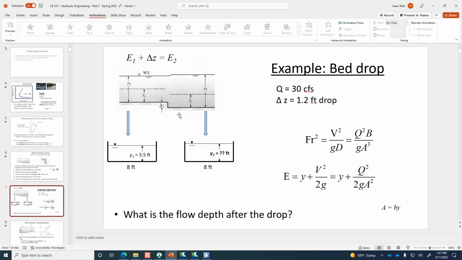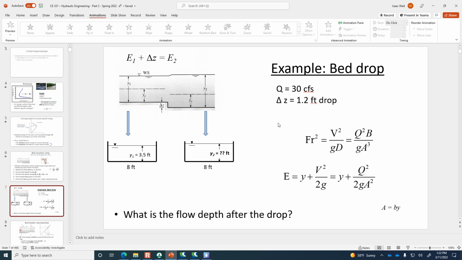We could have diagnosed the flow regime at location 1 by calculating the critical depth and comparing our known depth to that, or by calculating the Froude number. What I've done here on the board is I've shown you that the Froude number at location 1 is less than 1, so it's subcritical. The flow conditions at 1 are subcritical.